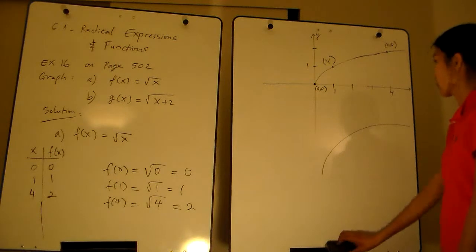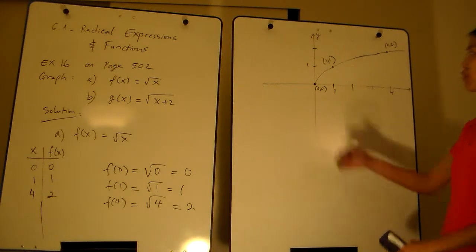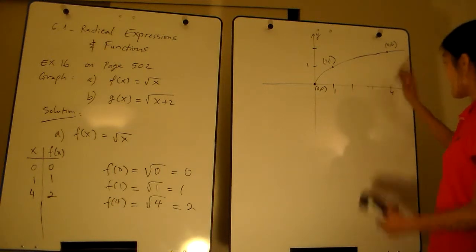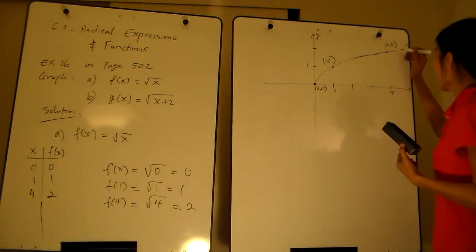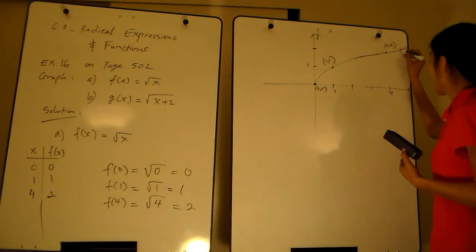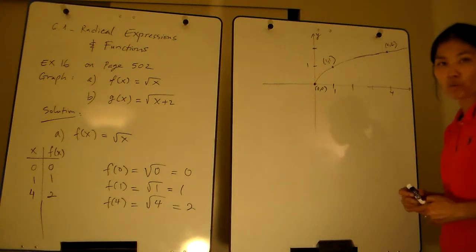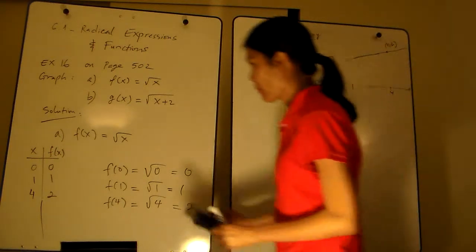Now you see, going from left to right it is rising, increasing slowly. But it's increasing up and up. Slowly, but it's going up. All right. Let's graph g of x equal to square root of x plus 2.